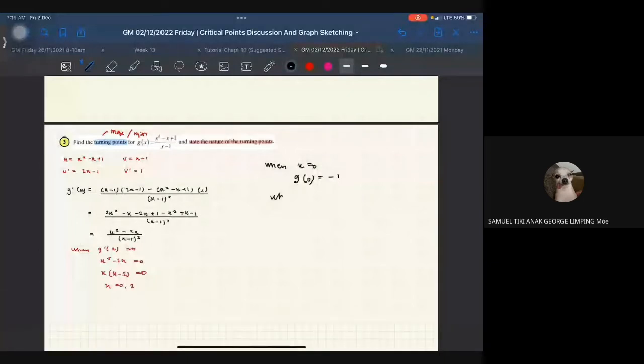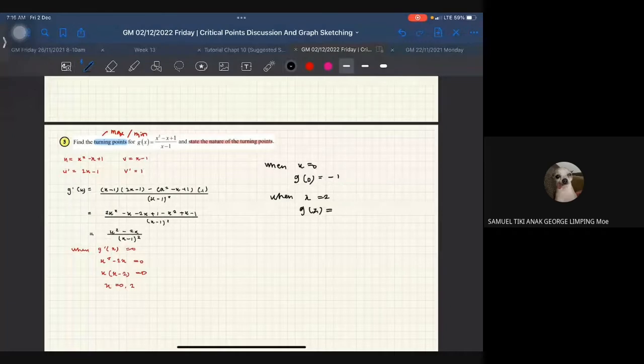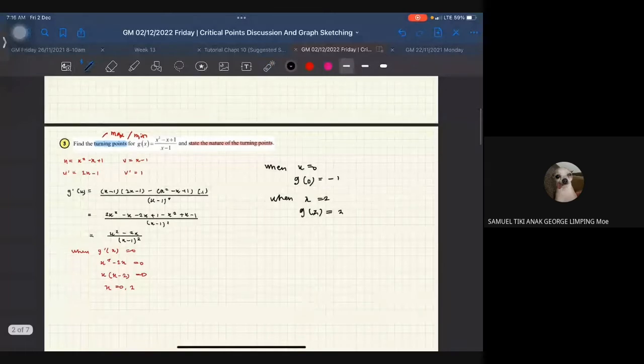Okay, so the same goes bila awak try nak substitute X equals to 2. So, when X is equals to 2. Okay, so awak boleh terus je tulis jawapan. So, G(2) sama dengan, masukkan terus 2, 2 dan 2 dalam calculator. So, you will get 3. Settle.